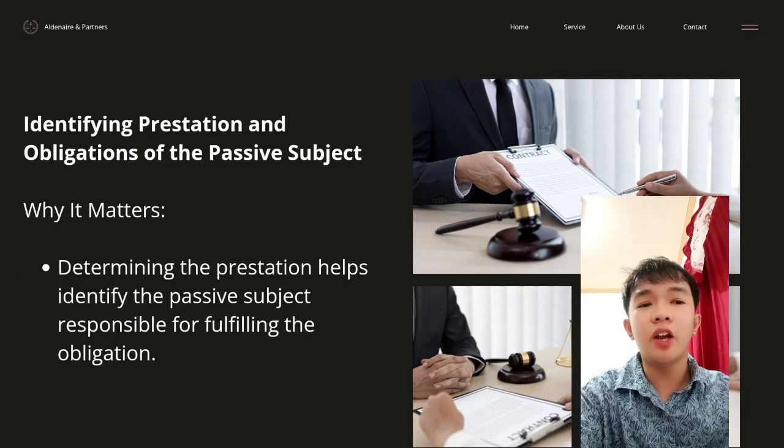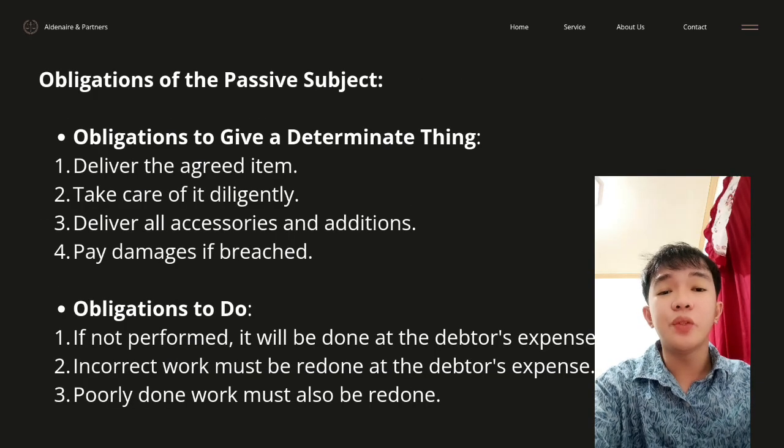Identifying prestation and obligation of the passive subject. Why it matters: determining the prestation helps identify the passive subject responsible for fulfilling the obligation. Obligations to give a determinate thing: when the obligation is to give or deliver a specific item.